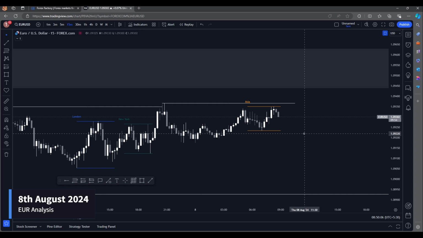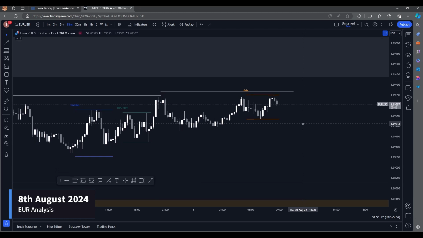Our main bias is bearish, and I'm anticipating that the price can take this high and then we are going to go in the downward direction. But if the momentum is strong after taking the Asia low, I'll be happy to enter in the downward direction in the market. So this is pretty much it.